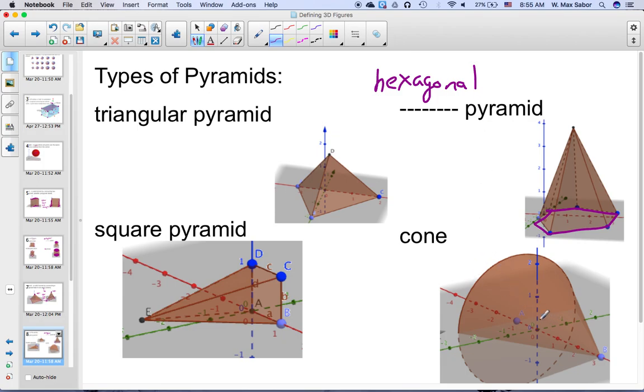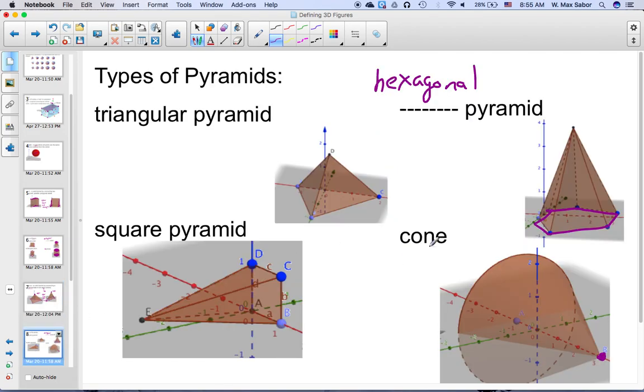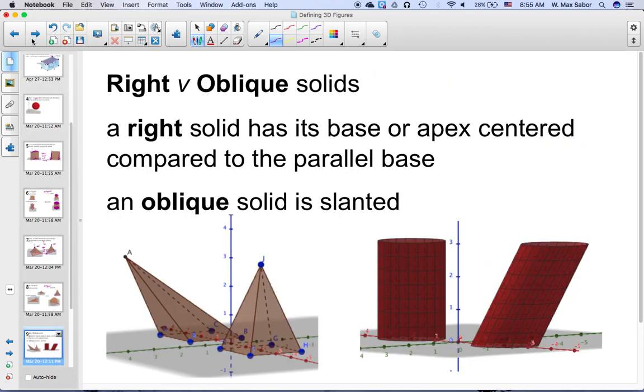And this would be a cone because it connects a circle up to a point. And again, if you include polygonal in your definition, then you wouldn't count a cone as a pyramid, but in most respects it functions the same as all the other pyramids do.